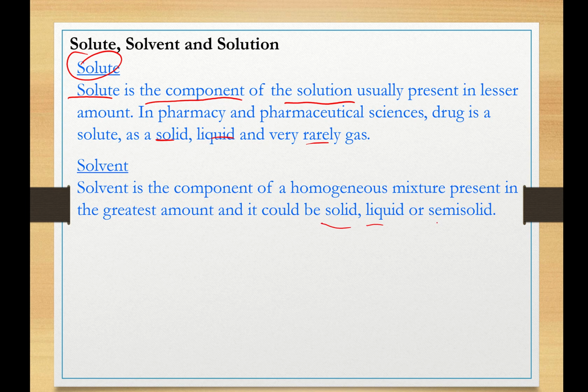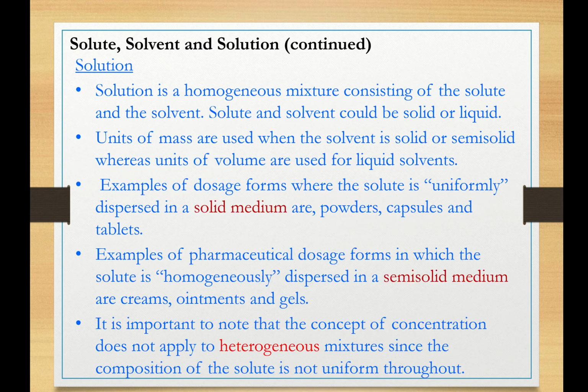It could be solid, liquid, or semi-solid. All three exist actually in pharmaceutical sciences, although we are more familiar with liquid solvents. We're going to see some of the differences soon. So solution is a homogeneous mixture consisting of the solute and the solvent. What we need to understand here is that solute dissolves in solvents because of chemical interaction.